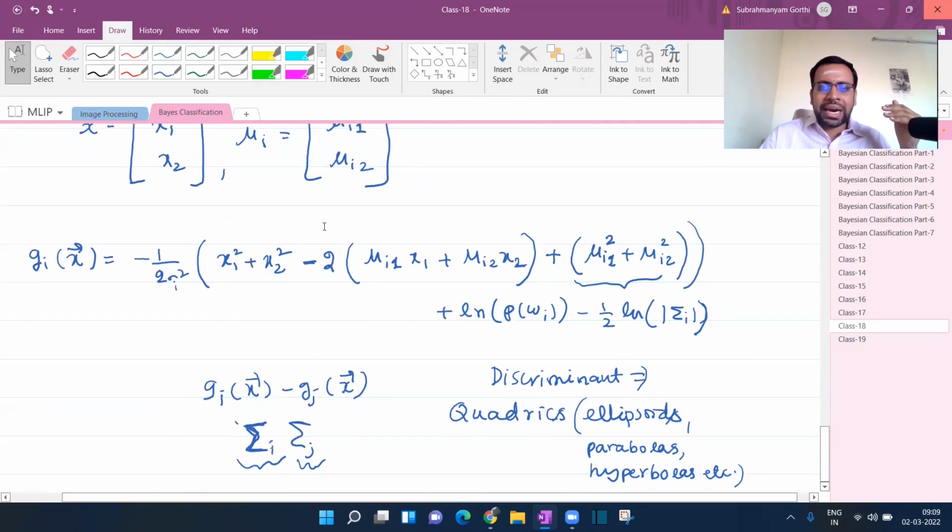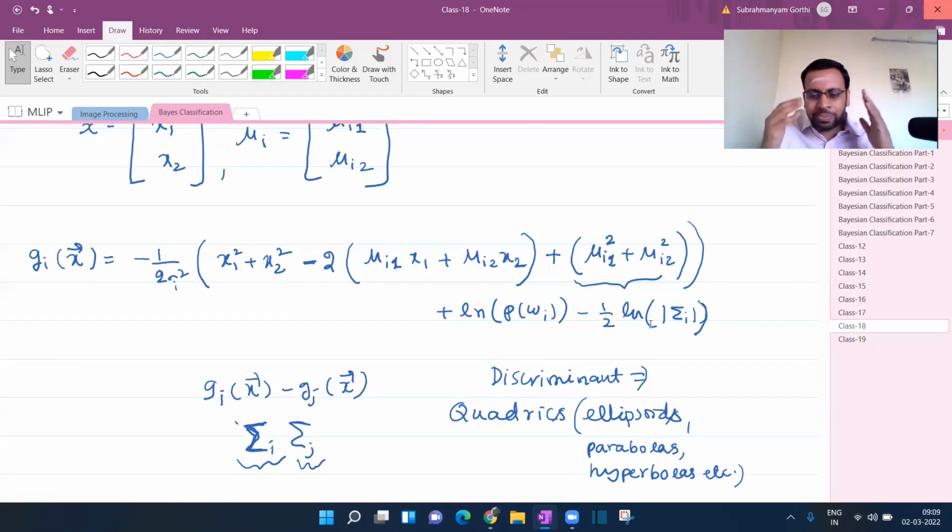We substituted there and ended up with this expression. So what can we see in that expression? The whole thing is multiplied by 1 over 2 times sigma i square into x1 square plus x2 square minus 2 times mu i1 x1 plus mu i2 x2 plus mu i1 square plus mu i2 square, plus natural logarithm of probability of omega i, minus 1 by 2 into natural logarithm of determinant of sigma i. Again, this has such a nice pattern. It is not difficult even to remember this and then make an interpretation about that.